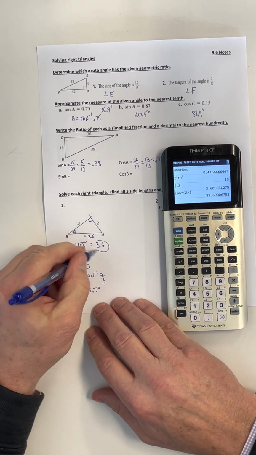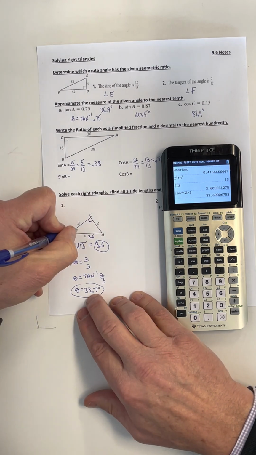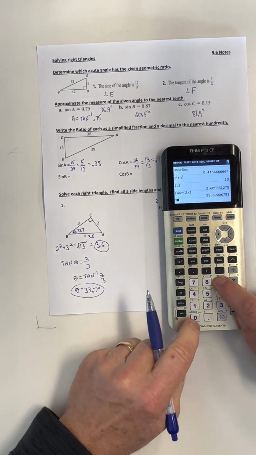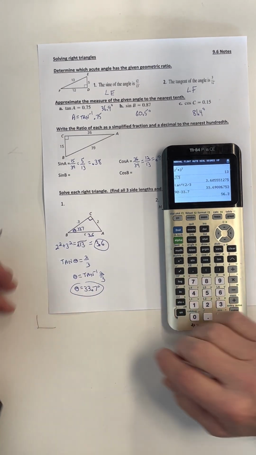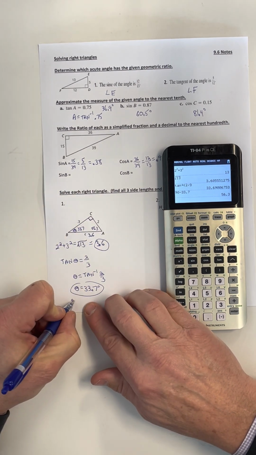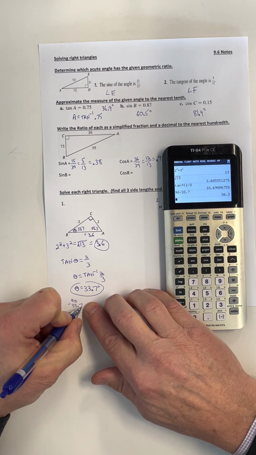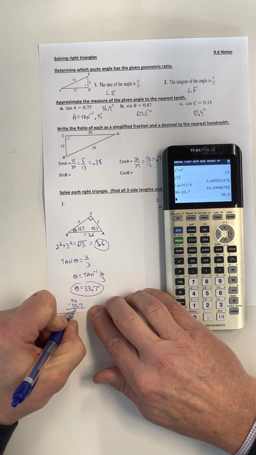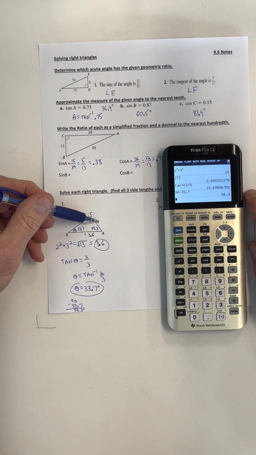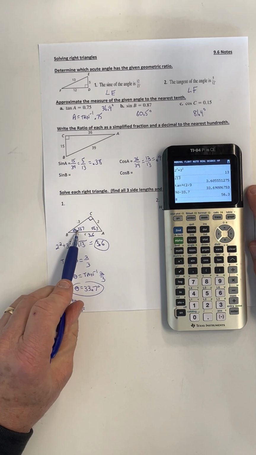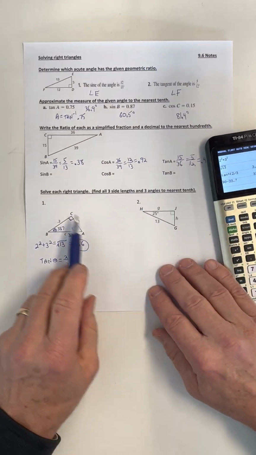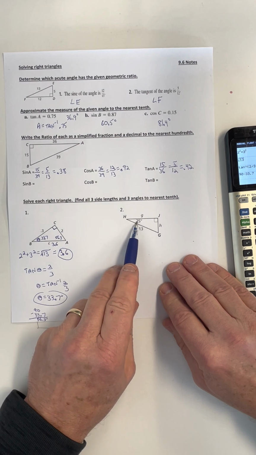So if we know that it's 33.7 degrees right here, then to find the last angle, you go 90 minus 33.7, and you find out that angle A is 56.3 degrees. And you have found all three parts. We used the Pythagorean theorem to find the missing side, then we used the trig function to find one of the angles, and then subtracted from 90 to get the other angle.